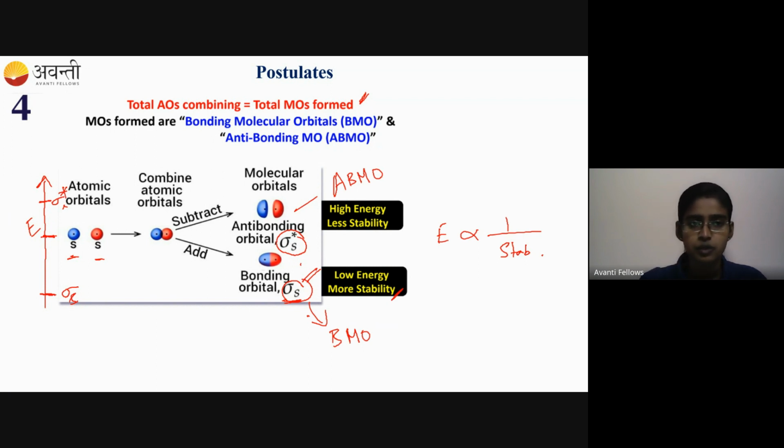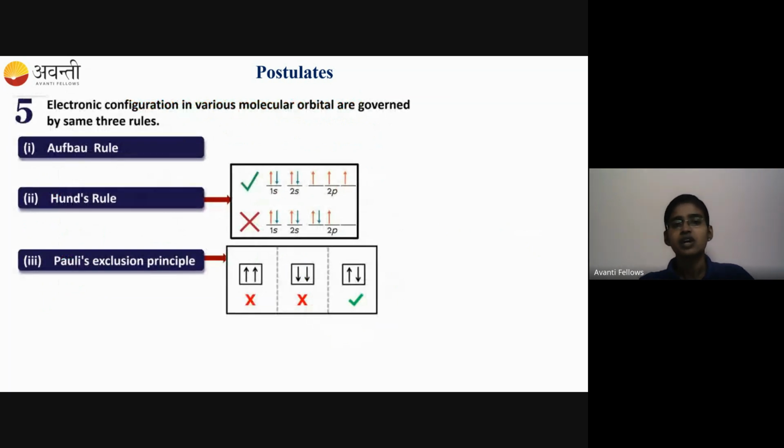Coming to the fifth postulate, the electronic configuration in various molecular orbitals is governed by the same rules we use to fill up the electrons in atomic orbitals. So the three rules are Aufbau principle, Hund's rule, and Pauli's exclusion principle. We use these three rules to fill up the electrons in atomic orbitals, right? So we have to use the same three rules to fill up the electrons in all the molecular orbitals also. So what is Aufbau's principle?